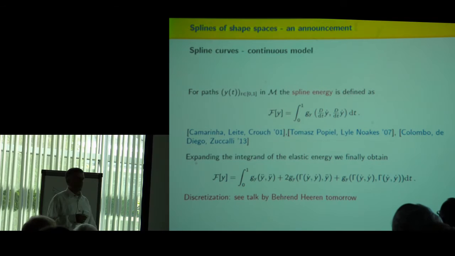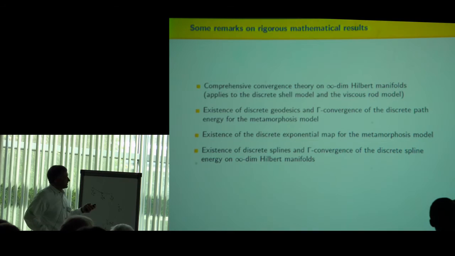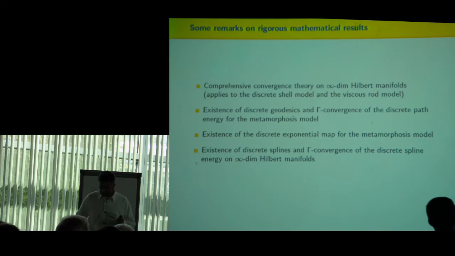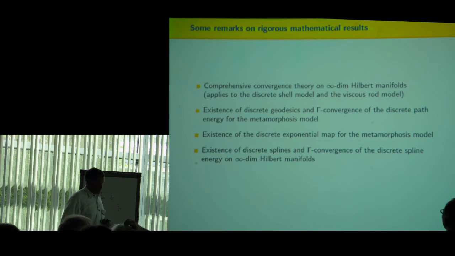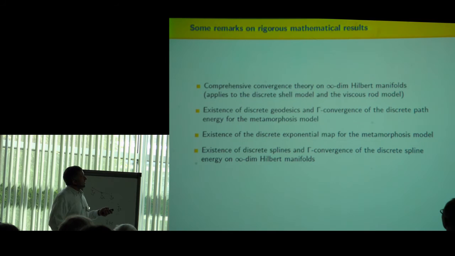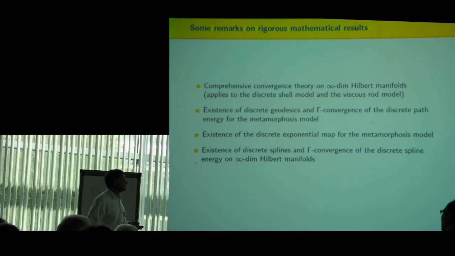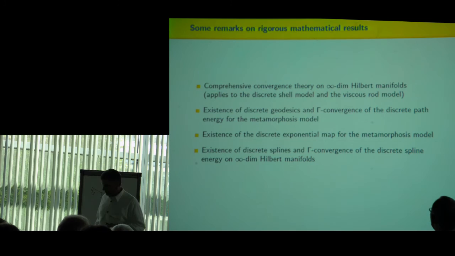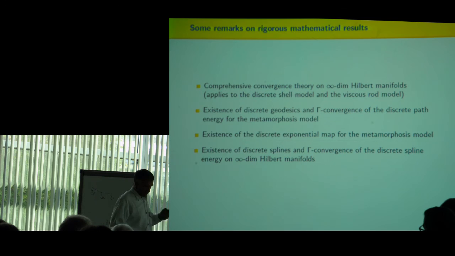And let me finally, very briefly, in 20 seconds, report on the mathematical rigor in all this. So for this geodesic calculus consisting of discrete geodesics, exponential and logarithm, which I haven't explained, and parallel transport, we have in infinite dimensional Hilbert spaces a comprehensive convergence theory, that everything is converging of first order. We have the metamorphosis model, that the discrete geodesic is converging to the continuous geodesic because the energy functionals are so-called gamma converging. And furthermore, we know that at least there exists a discrete exponential map in this continuous setup of the metamorphosis model. And finally, we have discrete splines, existence, and gamma convergence of discrete splines in finite dimensional Hilbert spaces. Thanks for your attention.